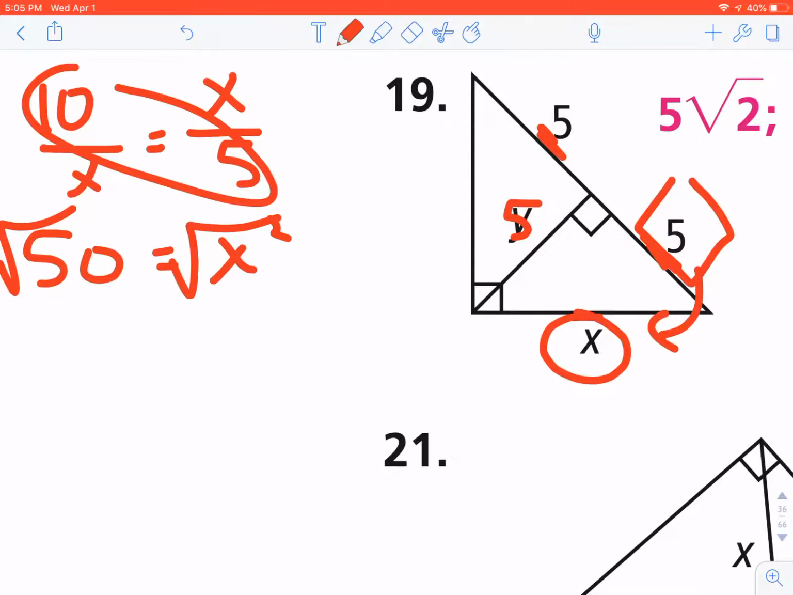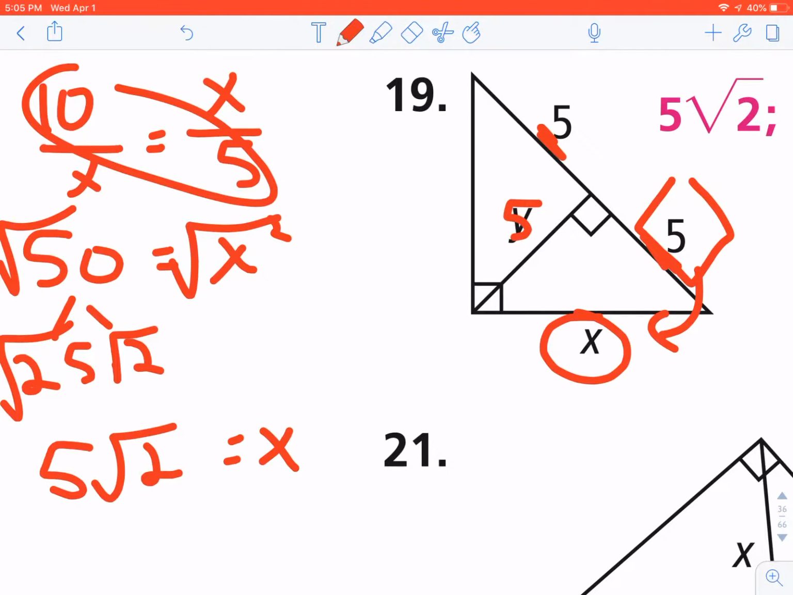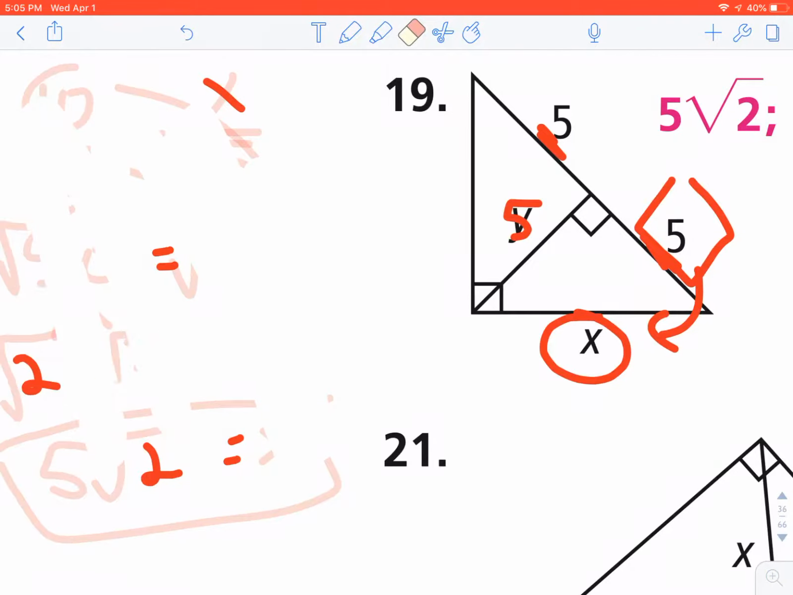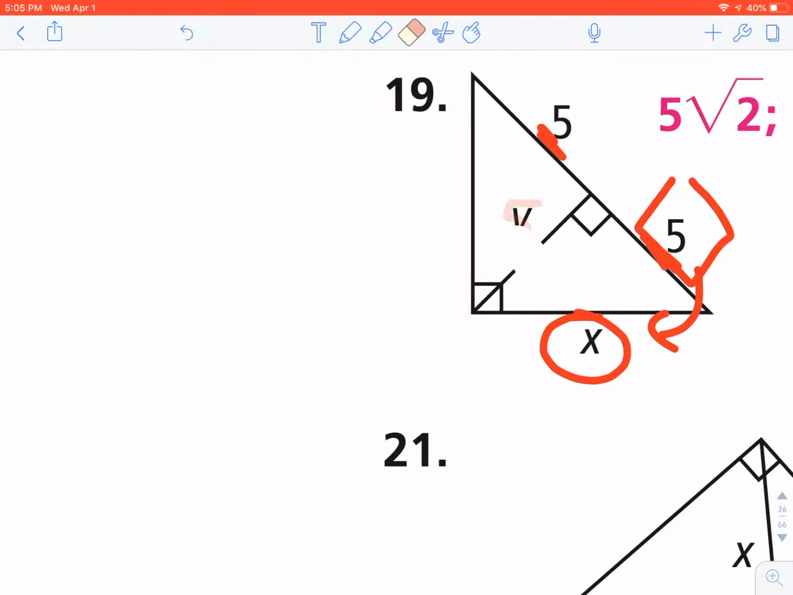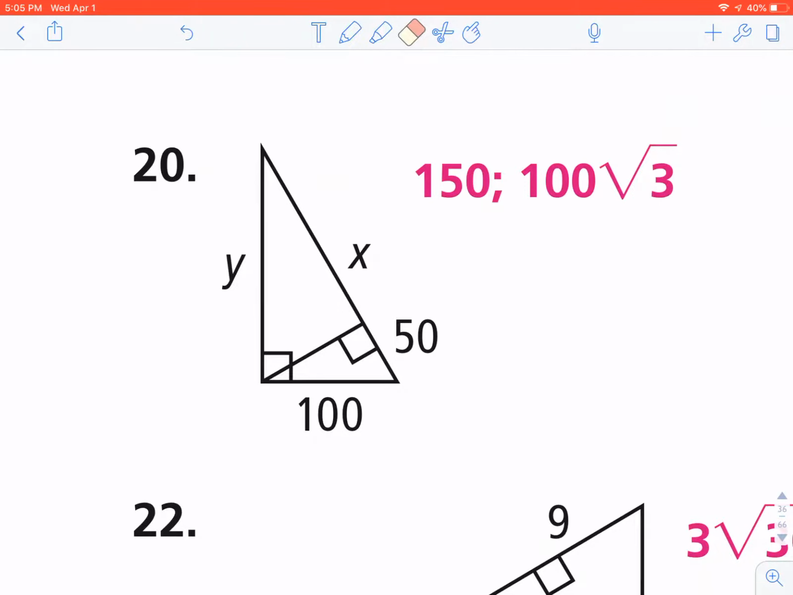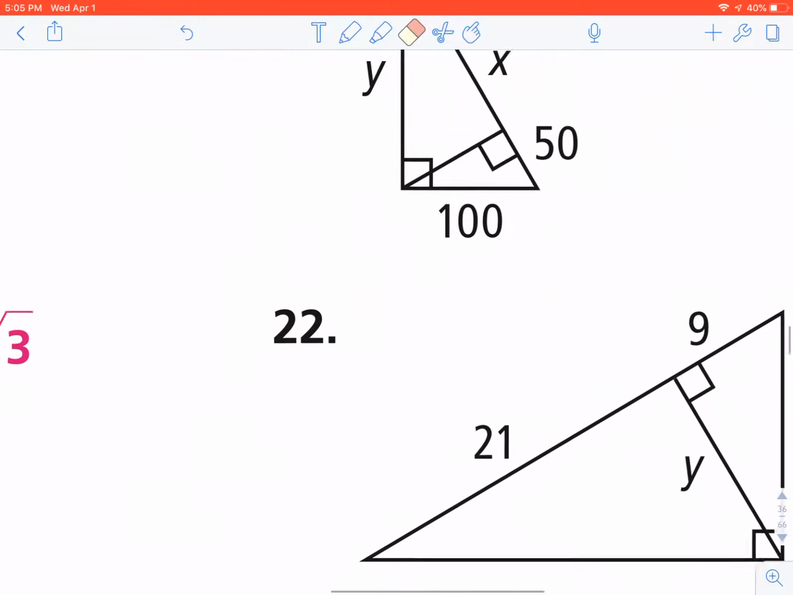Now, 50 is unfortunately not a perfect square. The biggest perfect square that divides into 50 is 25 and 2. The square root of 25 is 5. 2 is not perfect. It stays in the house. So x is 5 radical 2. Okay? So like I said, 19 and 22, with different numbers, are the exact same thing. Okay? I'm going to do 20 with you also. 20 is the toughest. So I'll do that one.